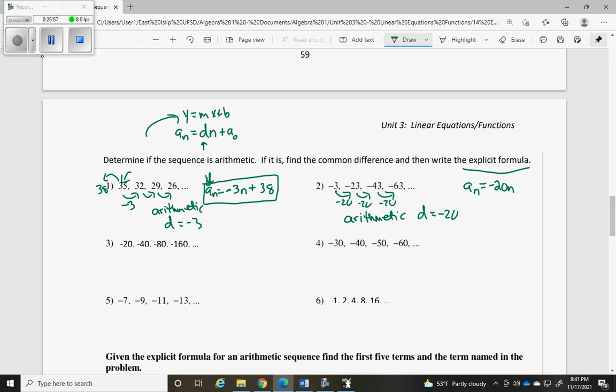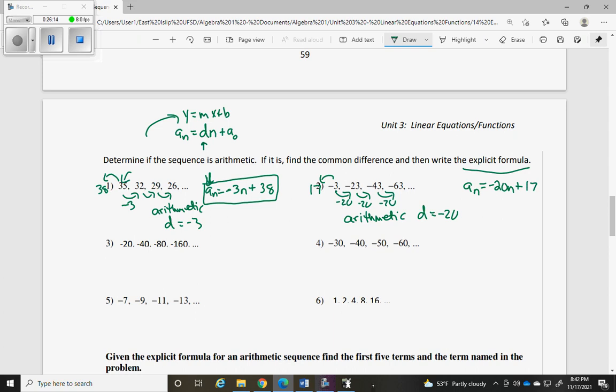mx plus, ooh, I need my zero term, right? I need the y-intercept. What comes before that negative 3? Yes, it's a 17.